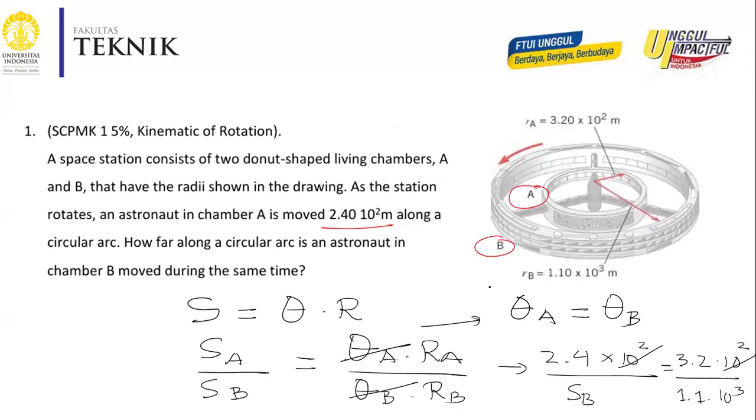This is the answer for number 1. Any questions for number 1? So we need to use this formula, which is the linear distance equal to theta times r. This S is the distance, the arc distance, the circular arc.